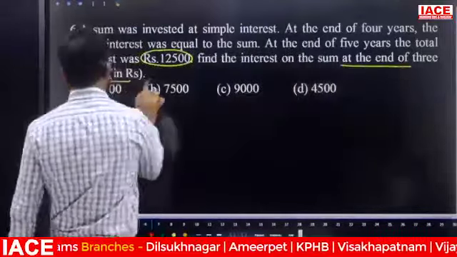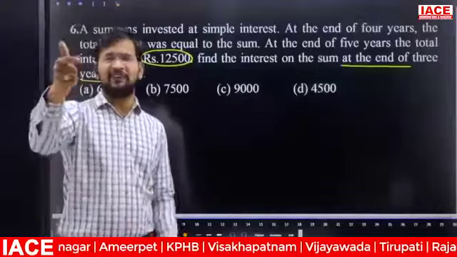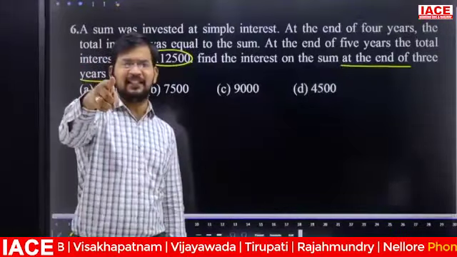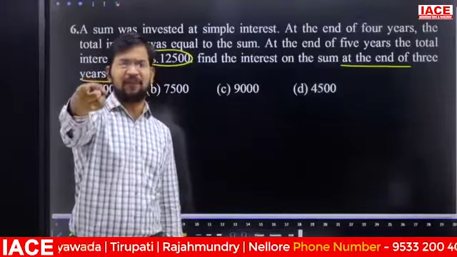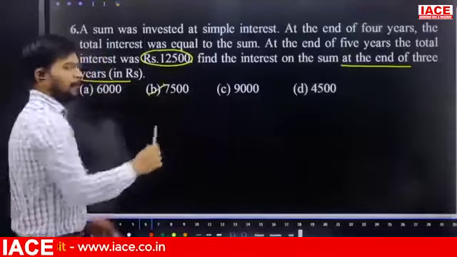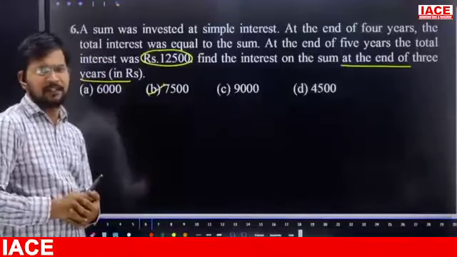Now, the interest after 3 years. One year's rate of interest is 25%, so 3 years is 75%. 75% of 10,000 is 7,500. So your answer is option B. Option B is the right answer.